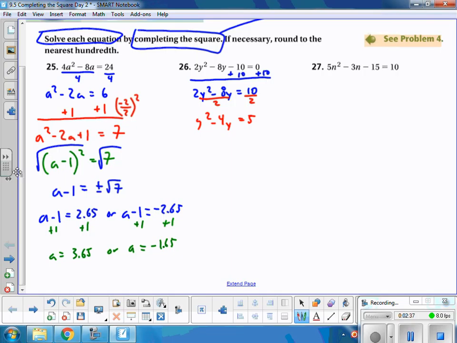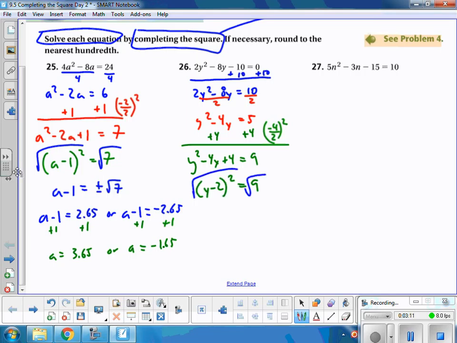I'm going to complete the square using my new c term. So I'm taking my b term, I want half of it, and I want to square it, and I end up with 4. So I'm going to add 4 to both sides, getting me my perfect square, which is y squared minus 4y plus 4 equals 9. Because this is a perfect square, I know it is (y minus 2) squared equals 9.